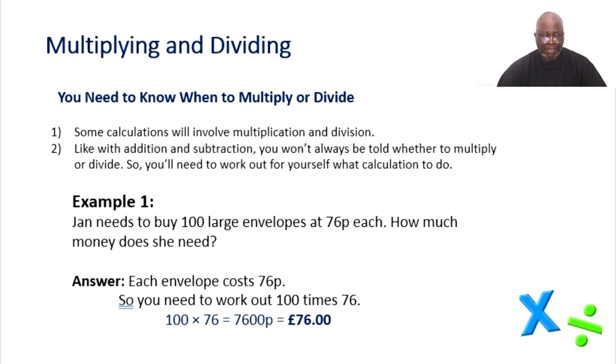In this example 1, John needs to buy 100 large envelopes at 76p each. How much money does she need? Each envelope costs 76p, so you need to work out 100 times 76p. You cannot add 76p 100 times. That will take you a lot of time. So you have to multiply 100 by 76p, and your answer will be 7,600 pence, and when you divide that by 100, you'll have 76 pounds.